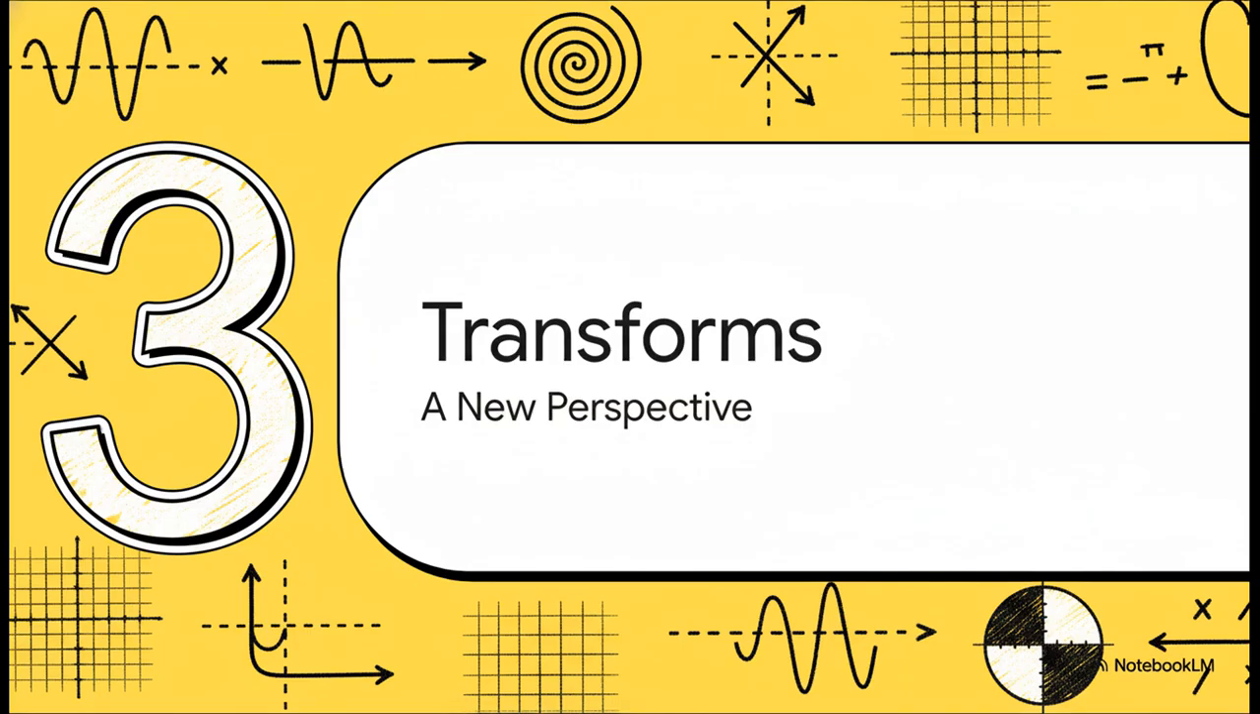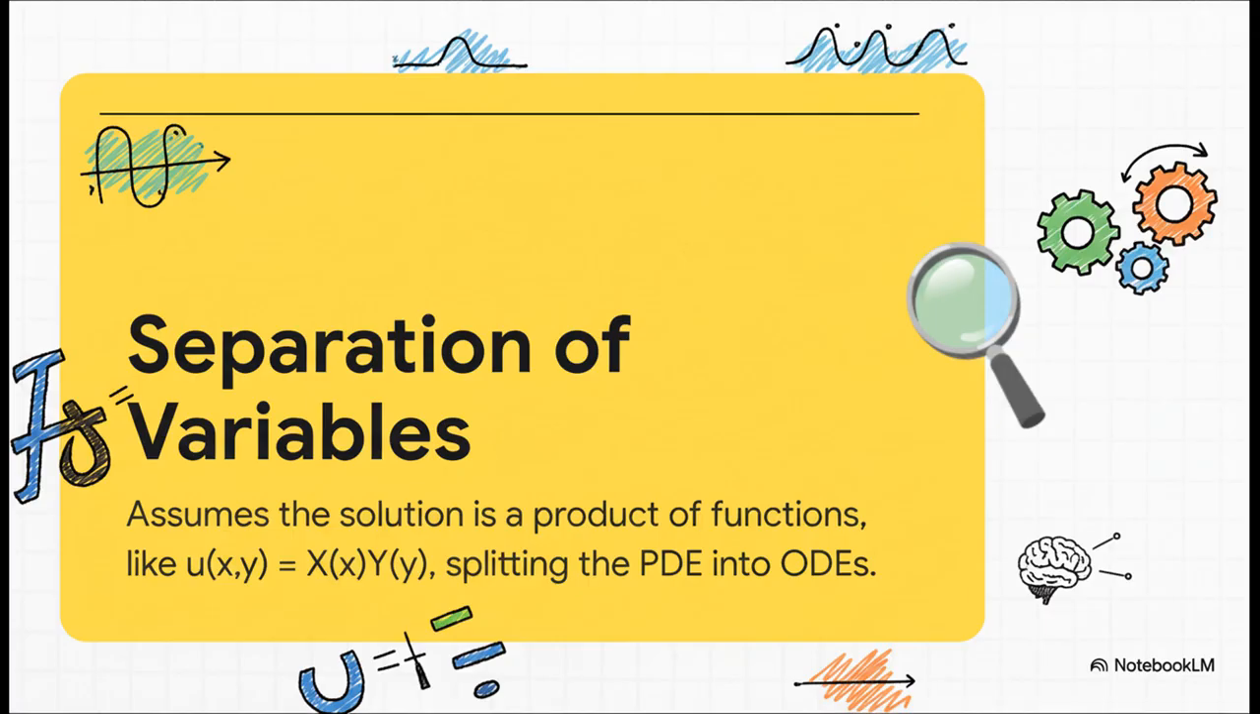And this brings us to the next level of sophistication: transforms. The core idea here is absolutely brilliant. If you can't solve a problem the way it's presented to you, why not just change your perspective? Look at it in a completely new way. A classic technique here is the method of separation of variables. The genius move is to assume that your complicated solution is actually just a product of several simpler functions, where each one only depends on a single variable. This lets you split one really hard PDE into a bunch of easier to solve ordinary differential equations, or ODEs.